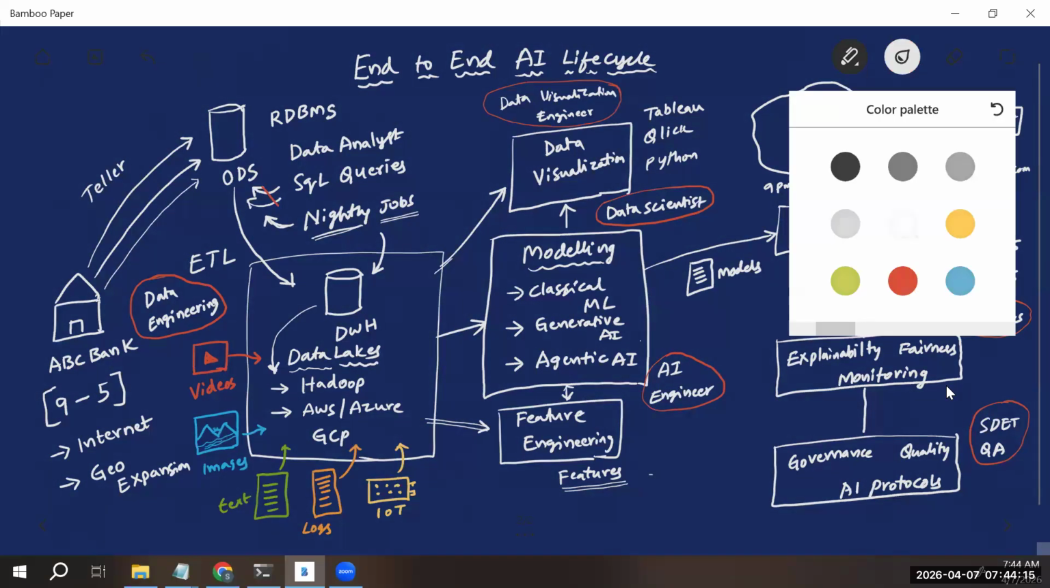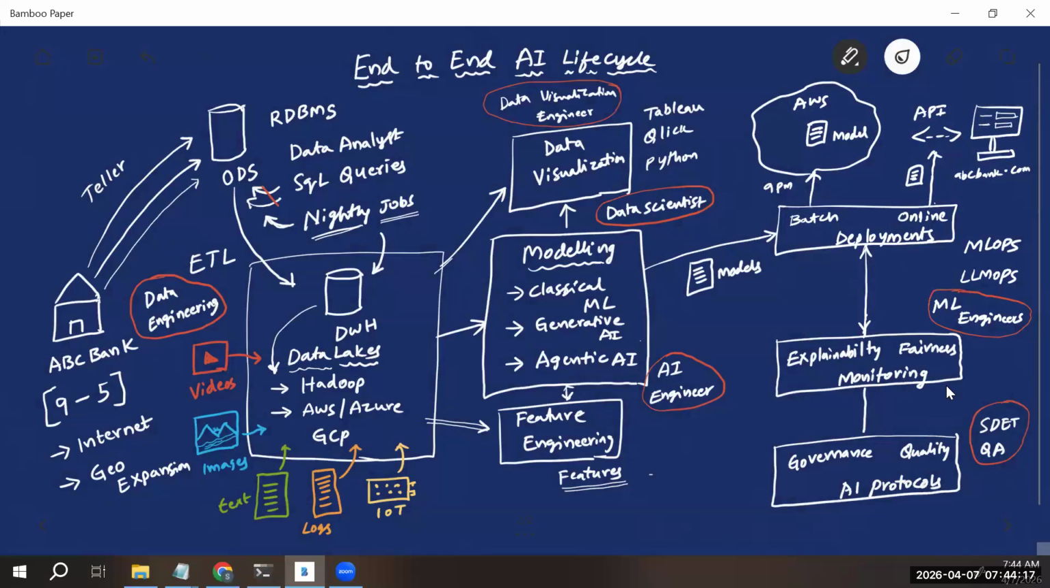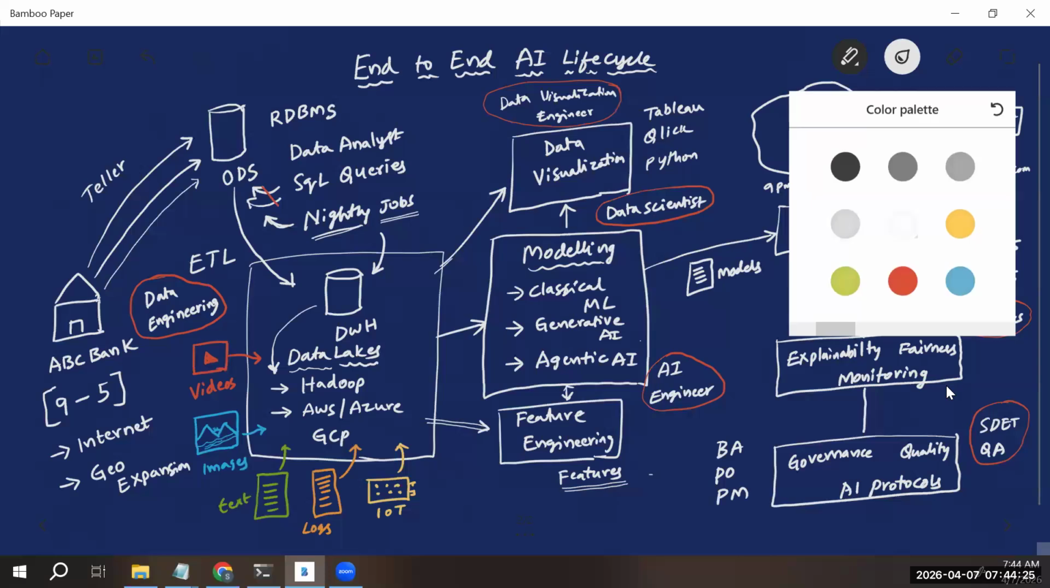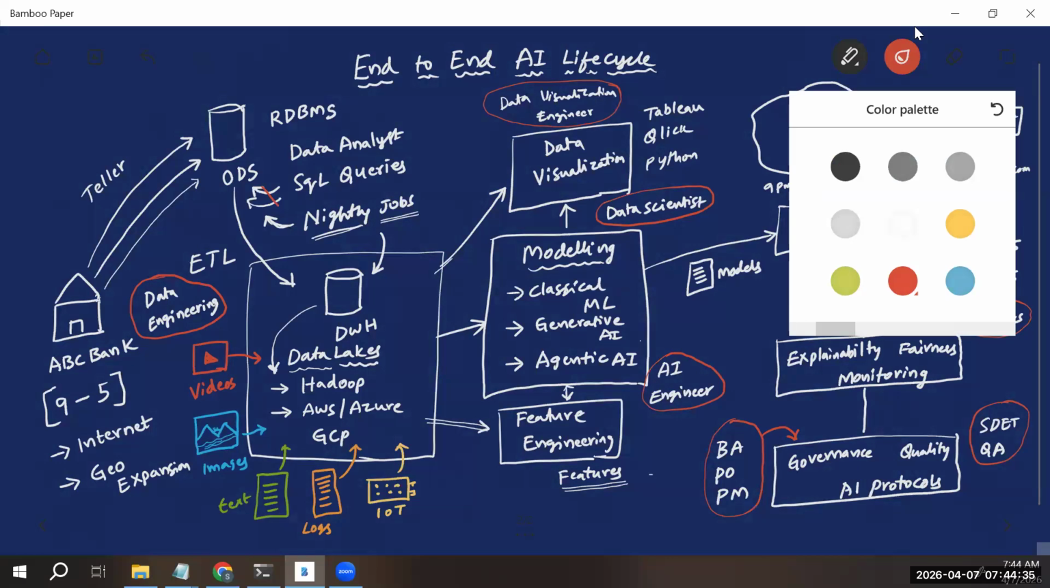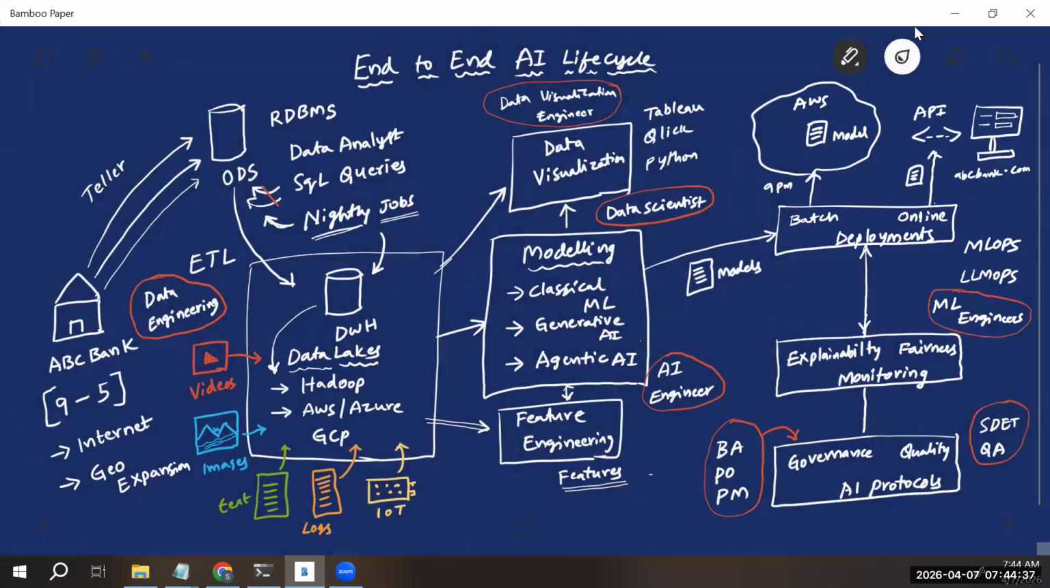talks about the primary roles of business analysts, product owners, project managers. So these roles, and they take care about the project overall governance.